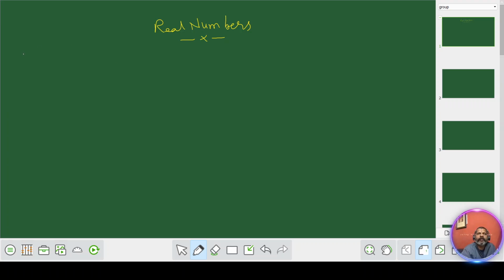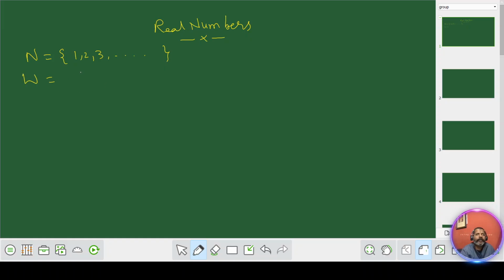We know the number system starts with natural numbers, right? Which is denoted by N, and the natural numbers are always countable numbers. Means they start with 1, 2, 3, and there are infinite natural numbers. Countable numbers are natural numbers.